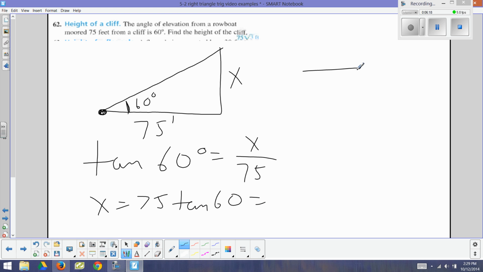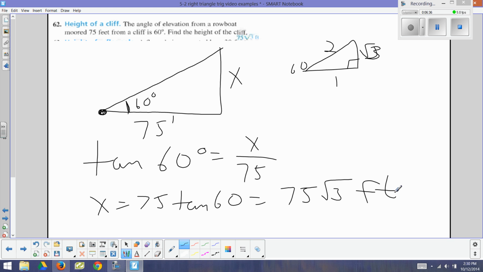Tangent of 60, and if you need to draw it out again, draw your triangle out. 1, 2, radical 3. So tangent is radical 3 over 1, or radical 3. So the height of the cliff is 75 radical 3, and I was in feet.